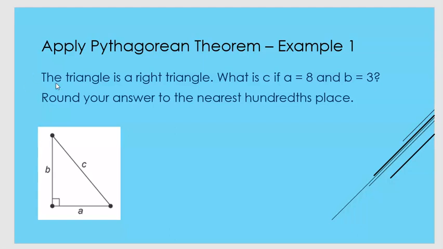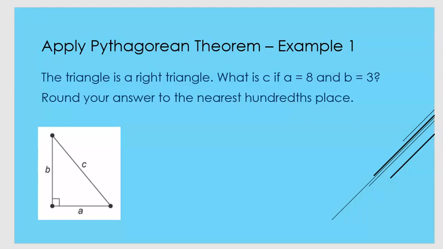We're talking today about applying the Pythagorean theorem, and this is your first example. This is an example from what we talked about in the last slide, where you label your diagram. We have an image here, and this is our setup. It says the triangle is a right triangle. What is C if A equals 8 and B equals 3? Round your answer to the nearest hundredth place.